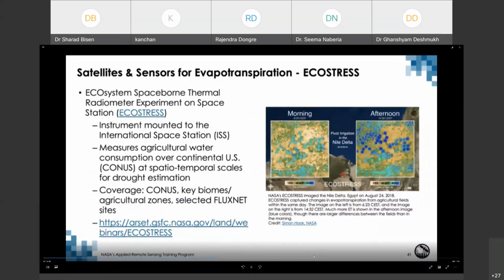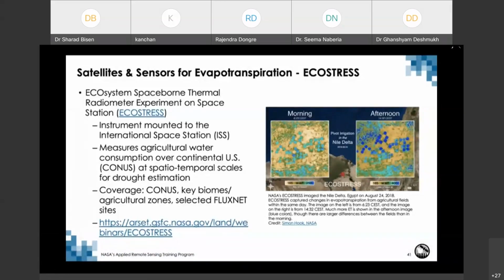The Ecosystem Spaceborne Thermal Radiometer Experiment, or ECOSTRESS, on the International Space Station measures the temperature of plants to better understand how much water plants need and how they respond to stress. ECOSTRESS was launched to the ISS on June 29, 2018. It has a viewing swath width of around 384 kilometers and views the surface of the Earth from 53 degrees north latitude to 53 degrees south latitude with variable revisit times dependent on the orbit of the International Space Station.